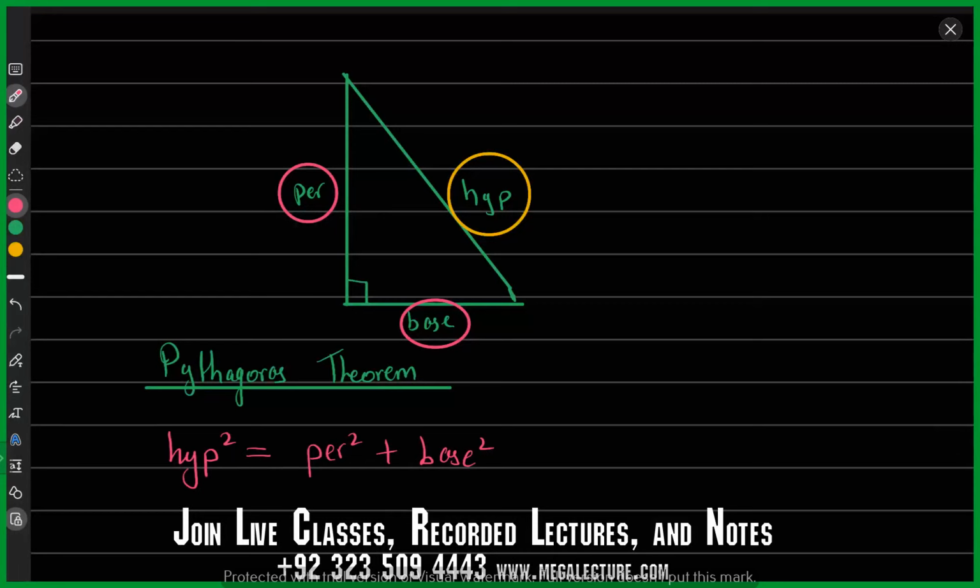So if we practice a question quickly, let's say this is 10, this is 5, and you need to find this. So how do I do that? This time around, I do not have any theta. So I cannot use sine, cos, tan, because they require theta. I need to find an unknown side. I will use Pythagoras theorem.